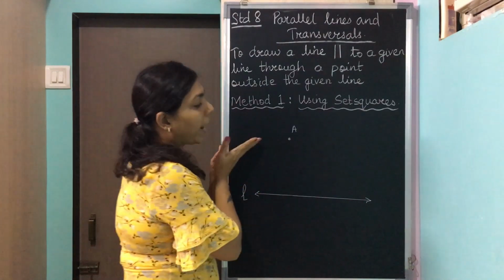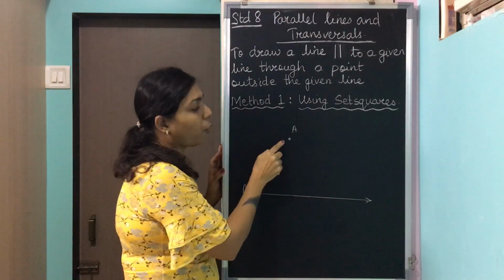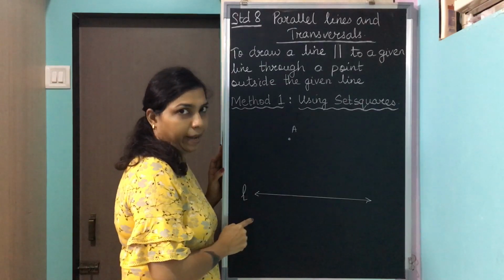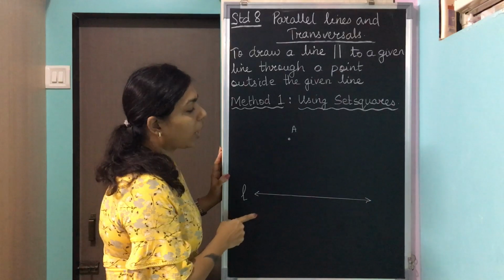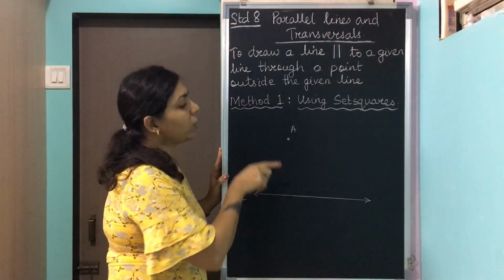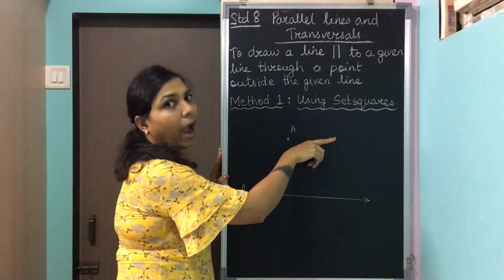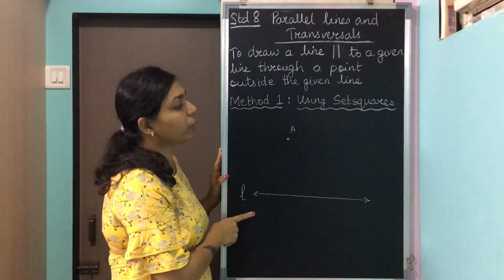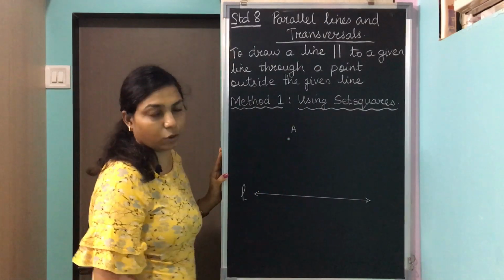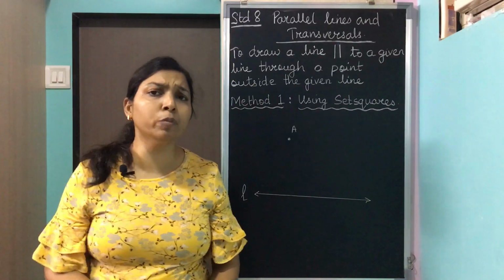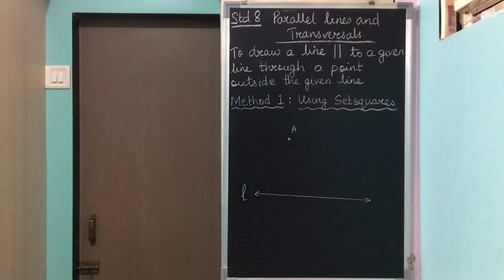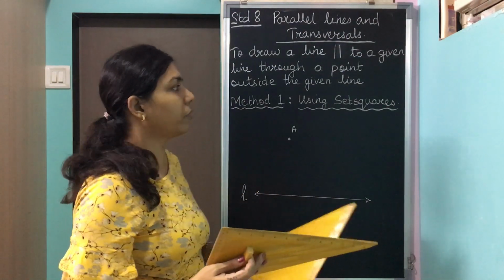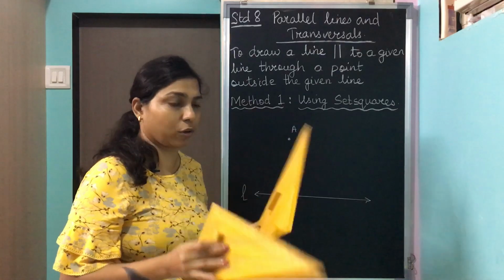Now I have to draw another line which is passing through this point A and which is parallel to this line L. Okay, I'll repeat once again. I have to draw another line which is passing through point A and which is parallel to this given line L, and we will be doing it first with the help of set squares. I hope you remember what you mean by set squares. You have these two triangular things in your construction box. That is what we will be using for this construction. We require both of it.